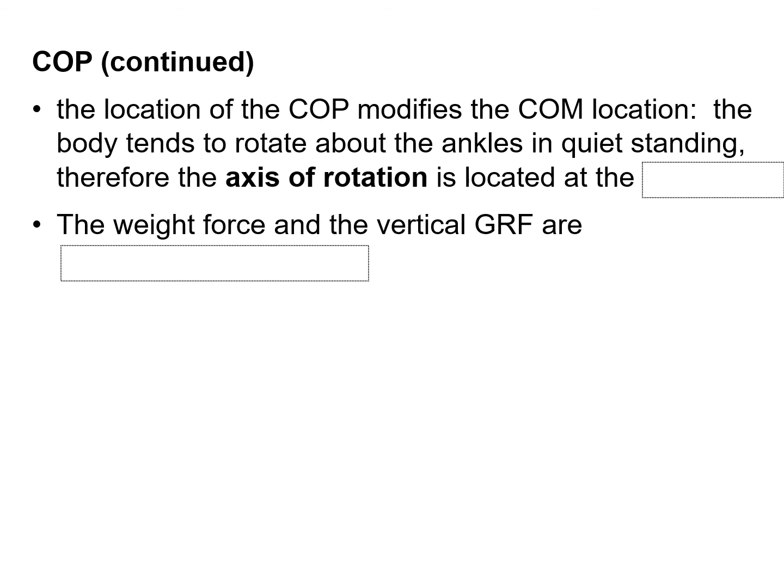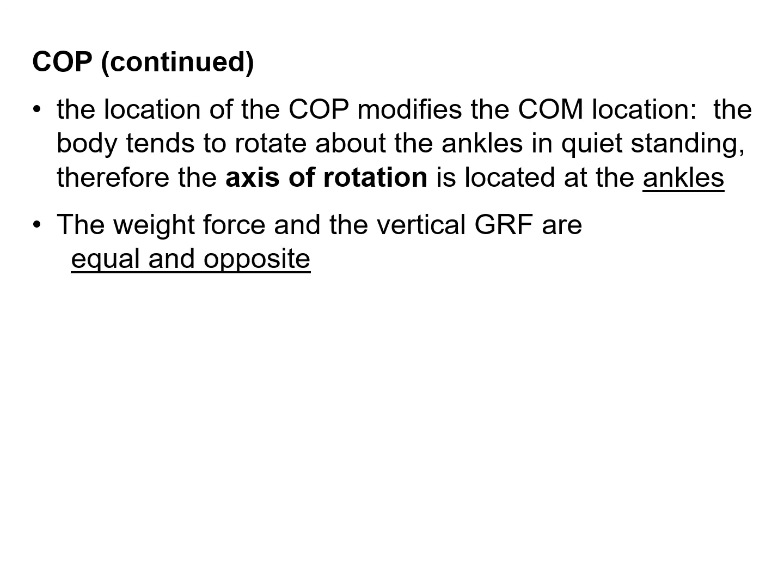So let's talk a little bit more about our center of pressure. The location of the center of pressure modifies the center of mass location. If your center of pressure moves forward, your center of mass moves forward, and the body tends to rotate about the ankles in quiet standing. Therefore, the axis of rotation is mostly located at the ankles. The weight force, or weight, and the vertical ground reaction force are equal and opposite to this.